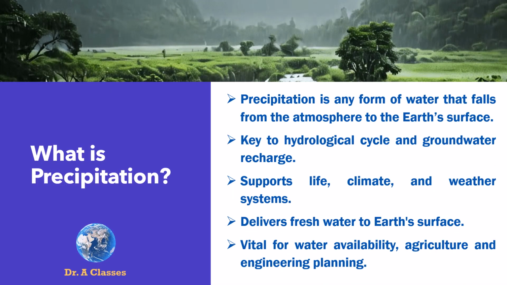What is precipitation? Precipitation is any form of water, liquid or solid, that falls from the atmosphere to the Earth's surface. It is a key component of the hydrological cycle, supporting life, recharging groundwater, and driving climate and weather systems. Without precipitation, no part of the Earth's surface would receive fresh water from the atmosphere. Precipitation is essential for water availability, agriculture, and engineering planning.